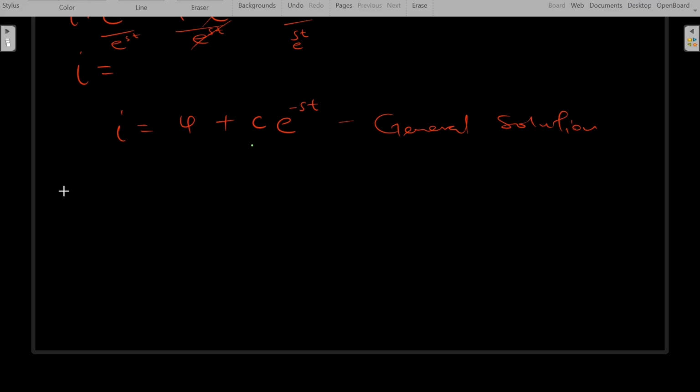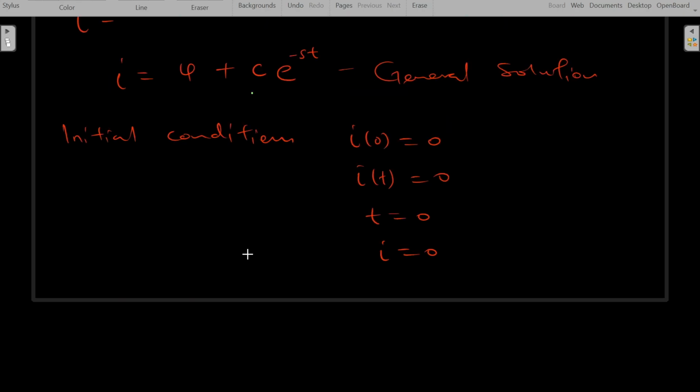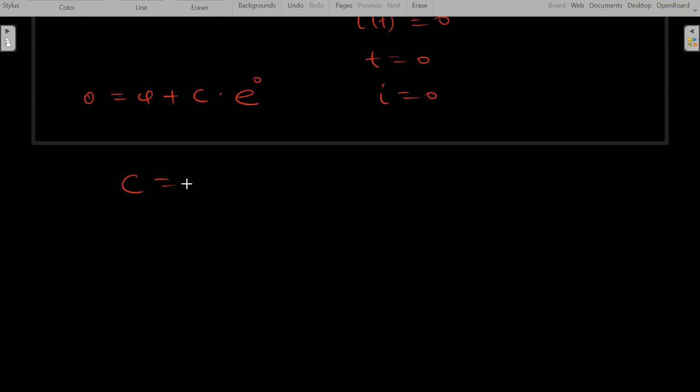So if I bring in the initial condition, it stated that I of 0 should equal 0, so this simply means at t equals 0, I should equal 0. So from this point, we substitute back inside the integral for you to get the value of c. So I should get 0 equal 4 plus c multiplied by e raised to 0, which is 1. Okay, so from this point, I should get c equals negative 4.